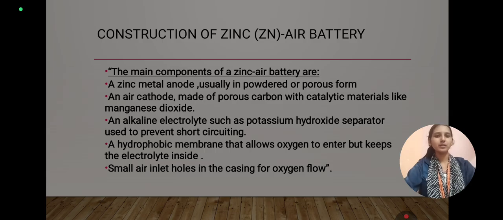A hydrophobic membrane that allows oxygen to enter but keeps the electrolyte inside. Small air inlet holes in the casing for oxygen flow. These components work together to allow oxygen from the air to participate in the chemical reaction.